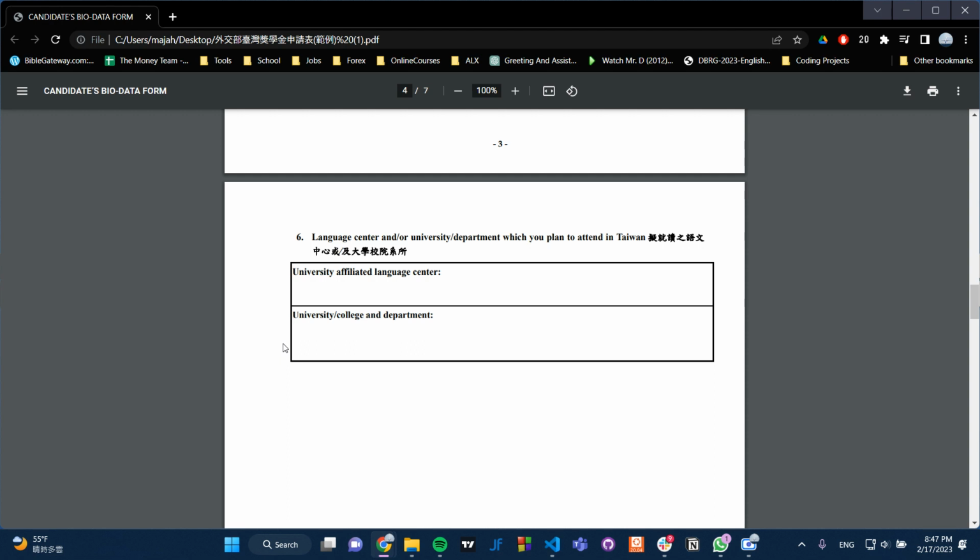But here, under university, college, and department, you write the university that you have applied to. Remember, you are applying for these scholarships before you even get accepted. So you need to write the name of the university that you've applied to. And the universities in Taiwan have departments, so you also need to state what department you're applying to. Let me make an example. You are applying at National Donghua University under the Department of Computer Science and Information Engineering. So you state it all in the form, in the space that is provided for you.